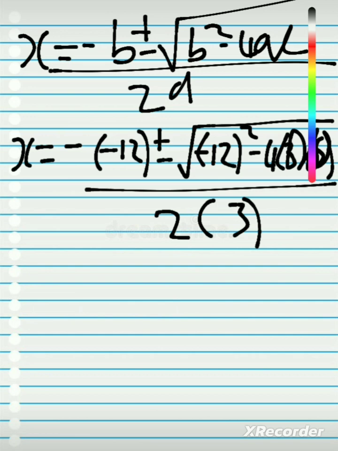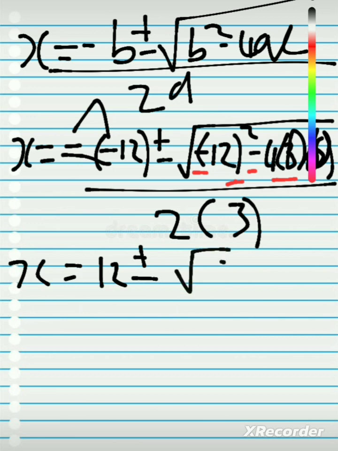Okay, so with that, negative times negative here is going to give us 12, plus or minus. So you get your calculator, you do open bracket, negative 12 close bracket squared minus 4 times 3 times 5. So when you punch it, you're going to get 84. So it's going to be square root of 84 over 2 times 3, which is 6.